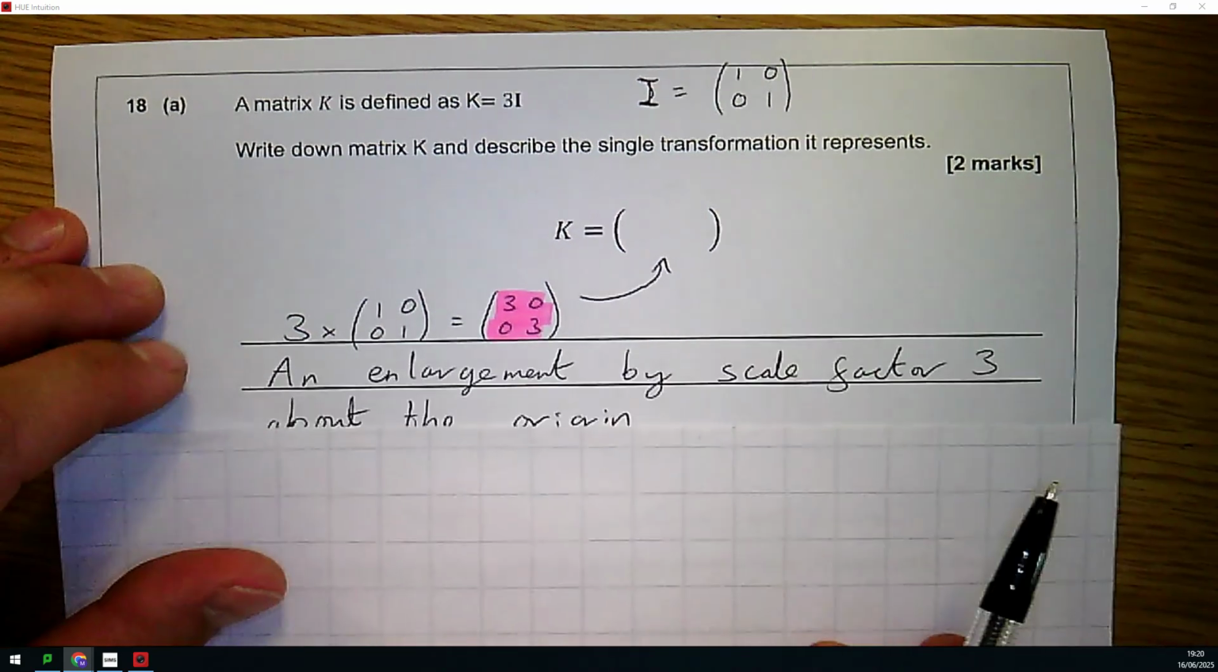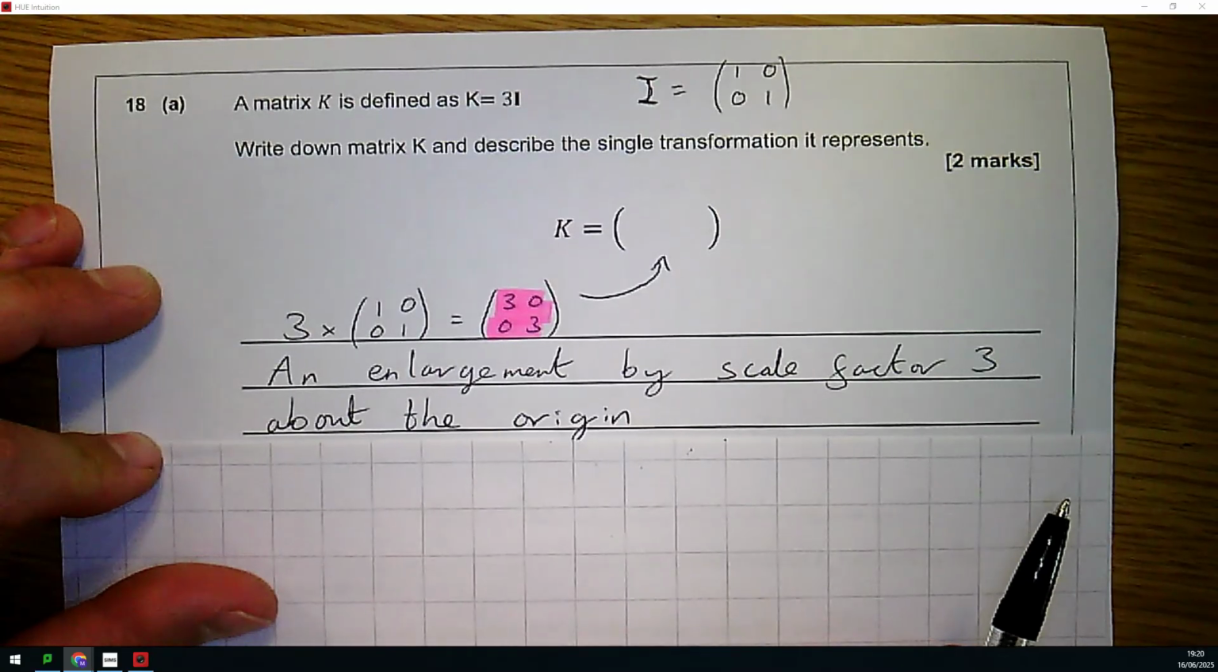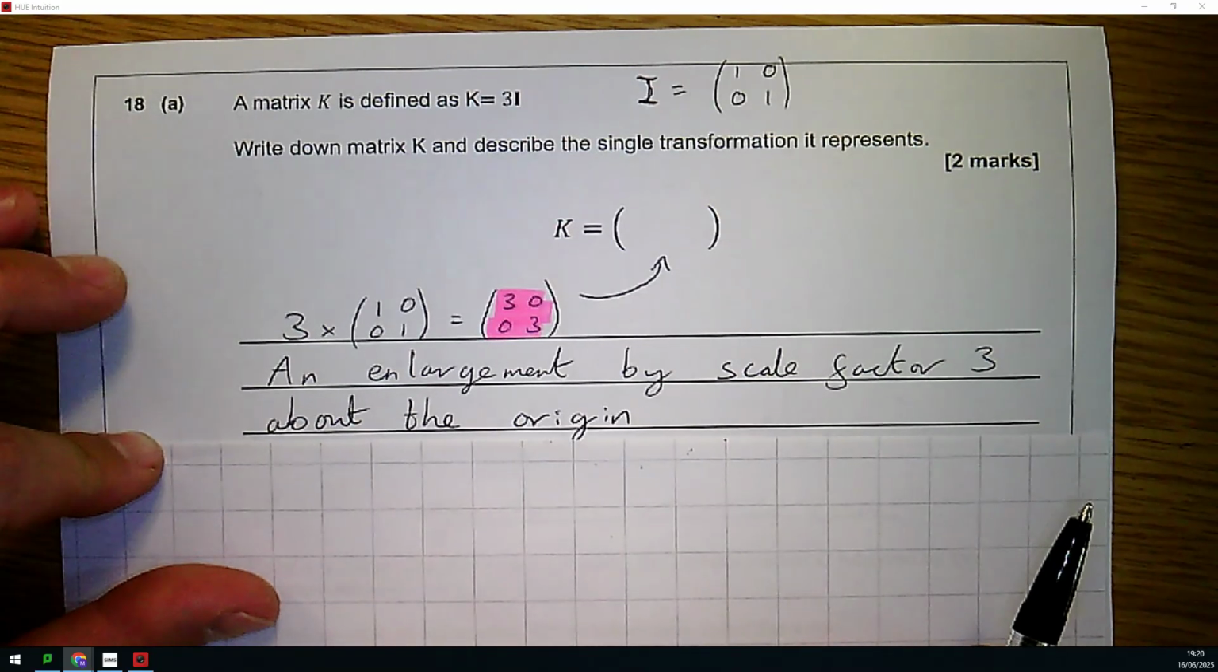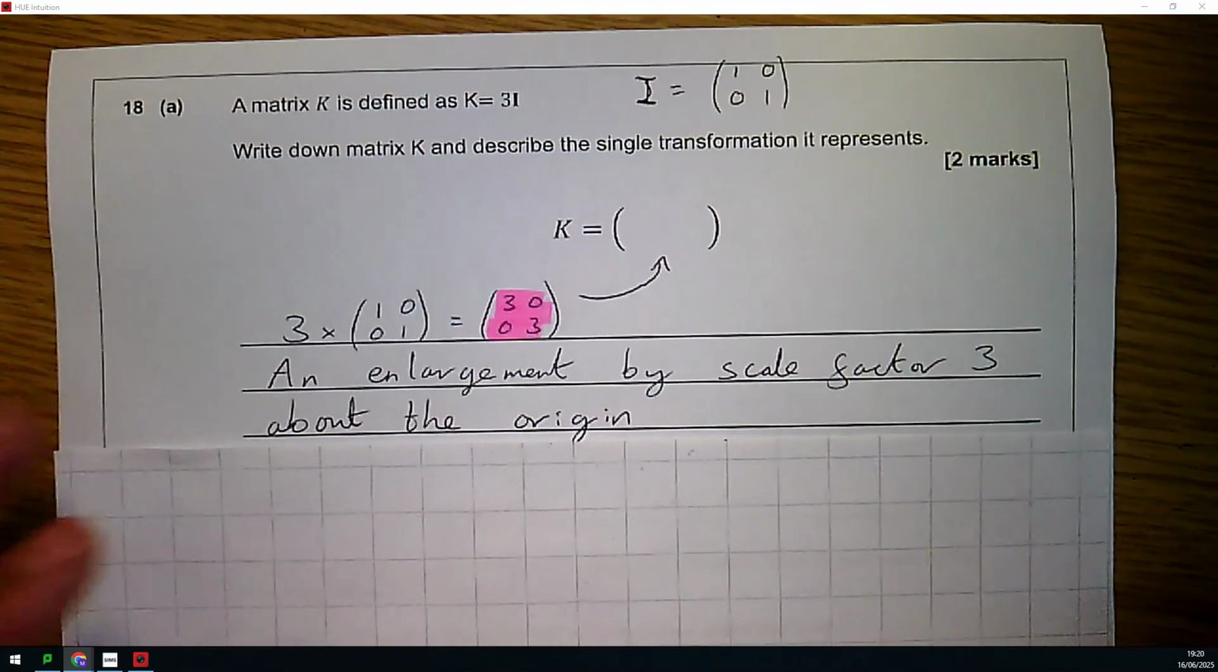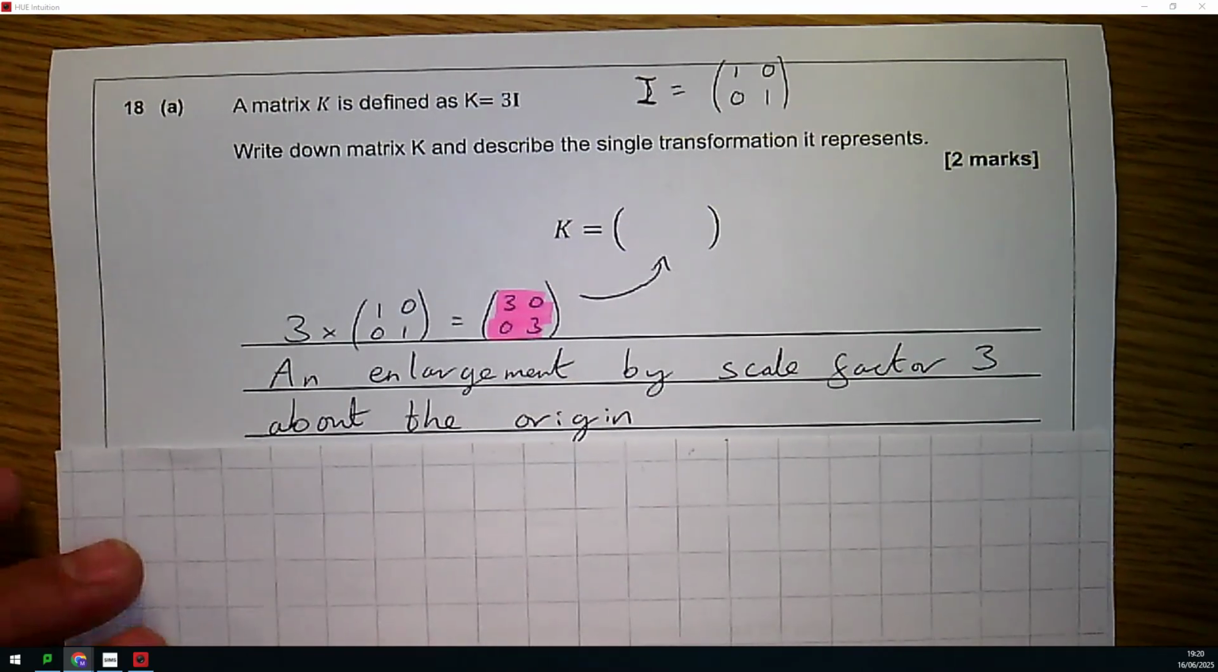So you need a sentence underneath. It's an enlargement by scale factor 3 about the origin. I think you can get away with not saying about the origin, but it's good to put it in there. All matrix transformations are always about the origin.